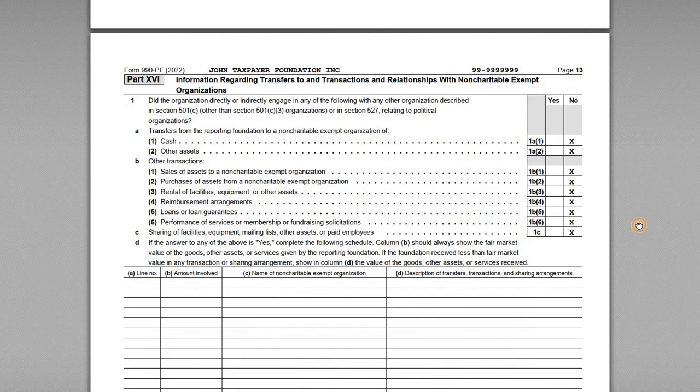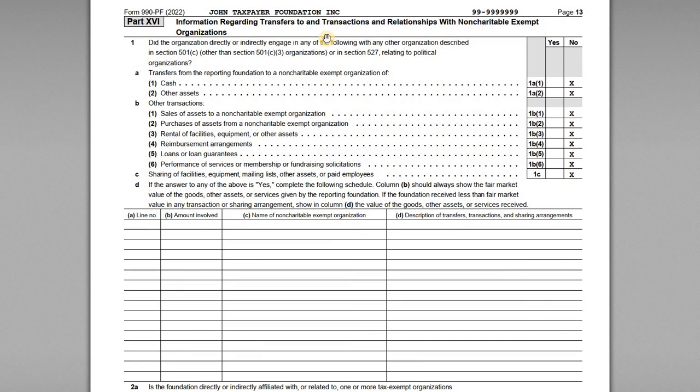Okay, now moving on to Part 16. So transfers to and transactions with non-charitable exempt organizations. So when would you see something like this? There are a lot of 501(c) organizations that are tax exempt, but they're not charitable. An example would be fraternities or sororities. Those types of organizations are 501(c)(8) or 501(c)(10) organizations generally.